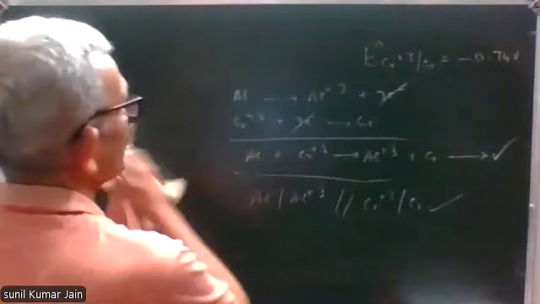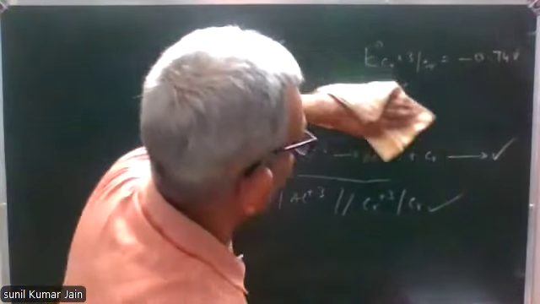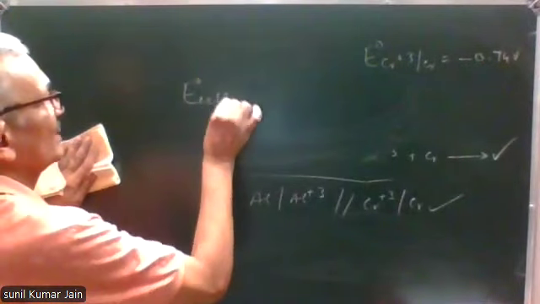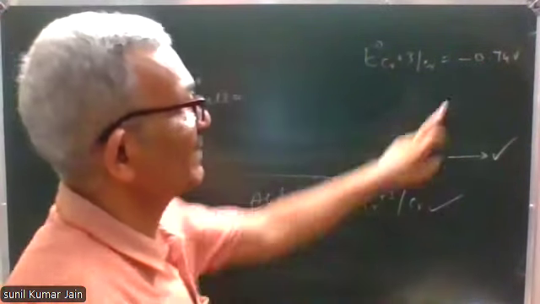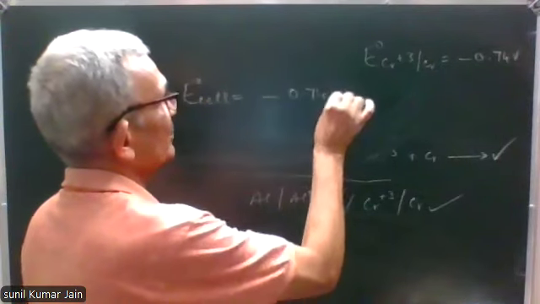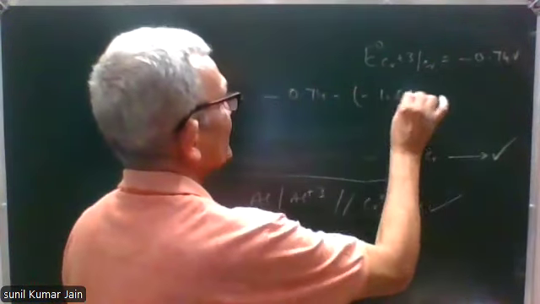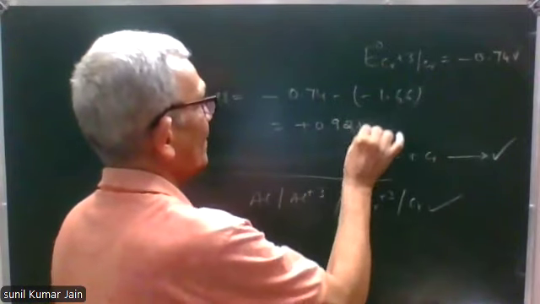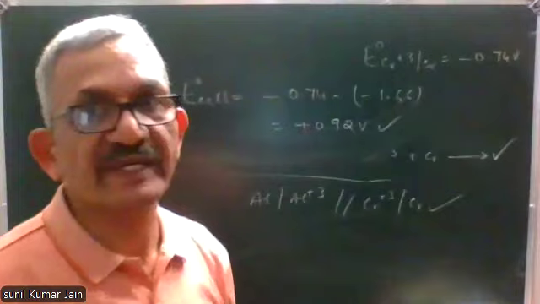Third, we have to calculate E0 cell. It will be right minus left. Right is minus 0.74 minus of minus 1.66. This will be 0.92 volt.